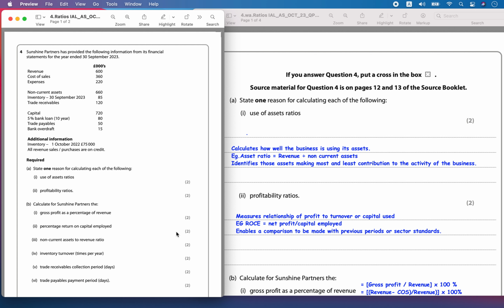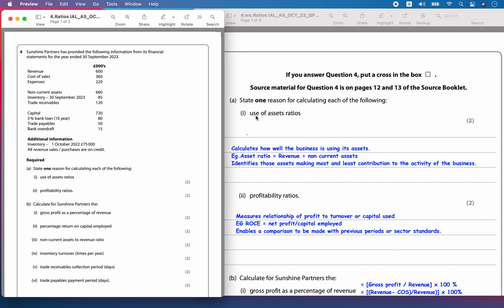We are solving October 2023 paper question number 4. Sunshine Partners has provided the following information from its financial statements for the year ended 30th September 2023. They have given some information. There is additional information regarding opening inventory, and all revenue on sales and purchases are on credit.